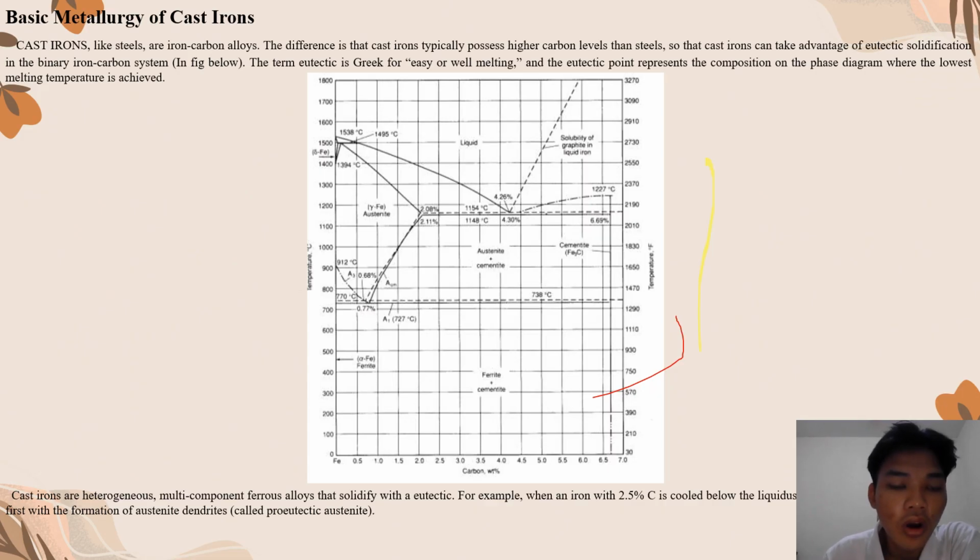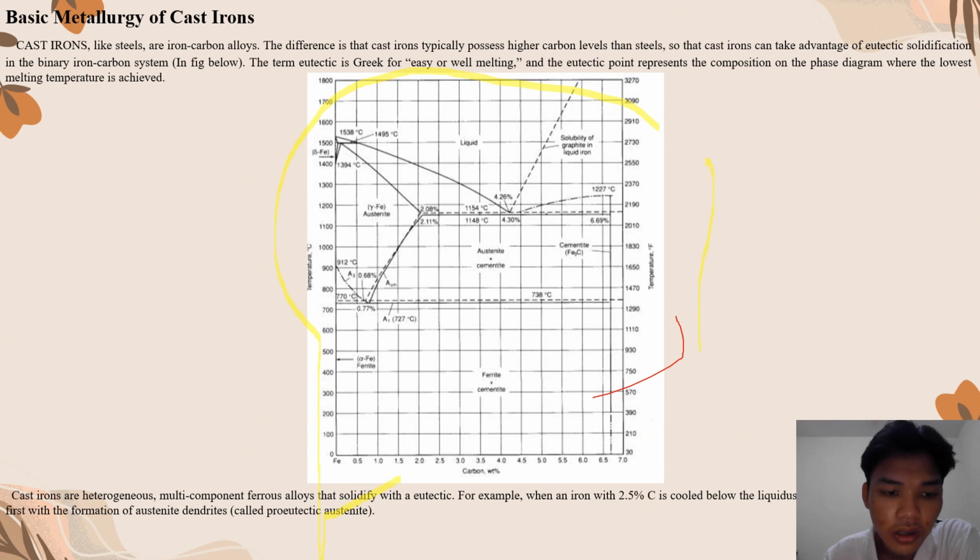Basic metallurgy of cast irons. Cast irons, like steel, are iron-carbon alloys. The difference is that cast irons typically possess higher carbon levels than steels, so that cast irons can take advantage of eutectic solidification in the binary iron-carbon system. The term eutectic is Greek for easy or well melting, and the eutectic point represents the composition on the phase diagram where the lowest melting temperature is achieved.